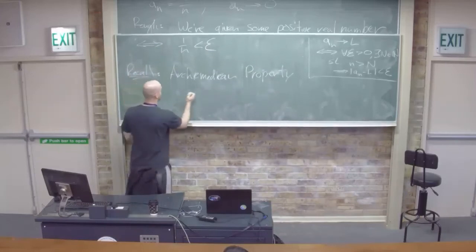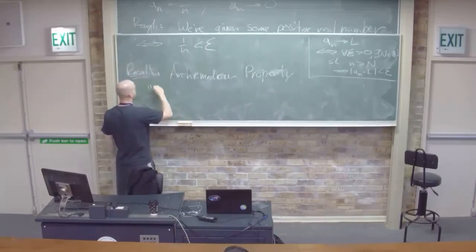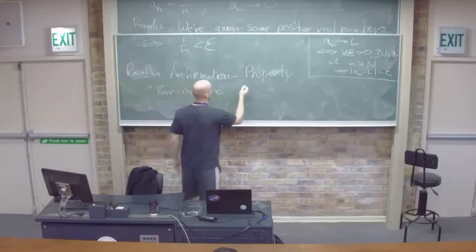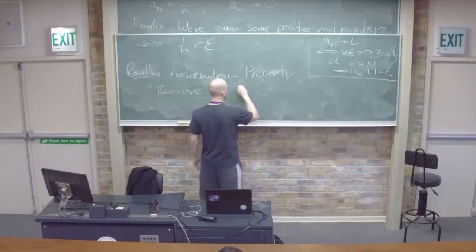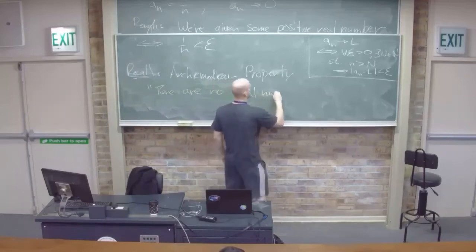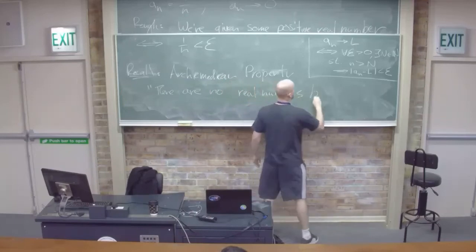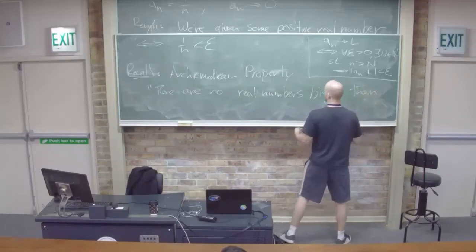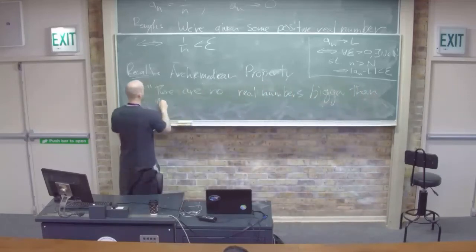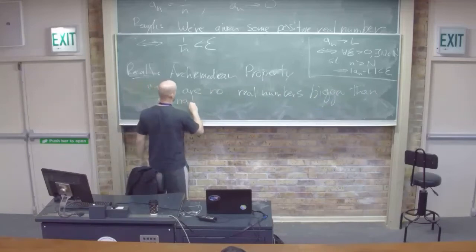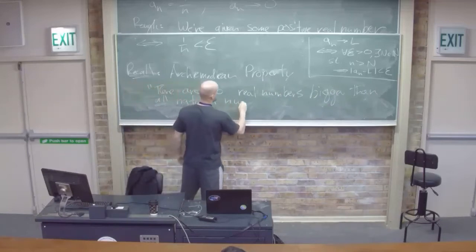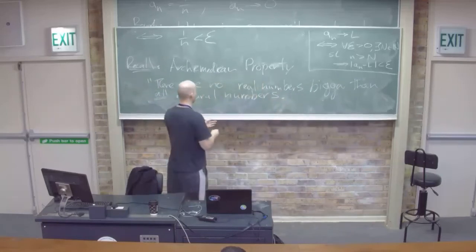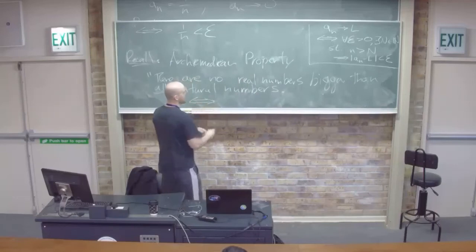Okay, and we say it in words. There are no real numbers bigger than all natural numbers. Okay? And that's actually equivalent. You don't really need a second thing, but we usually kind of tell it to you in two parts.